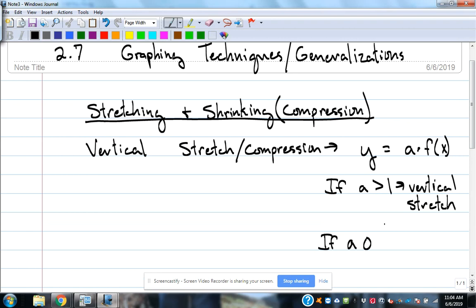is between, if A is between 0 and 1, that means it's a small fraction, like 1/2, 1/3, 7/8. If you multiply something by, let's take an easy one like a half, it's going to take it in half, right? So if I take a 4 and multiply it by a half, I'm going to get 2. And if I take anything that's between 0 and 1 and multiply by it, it's going to make something smaller, right? So that would be a vertical compression.